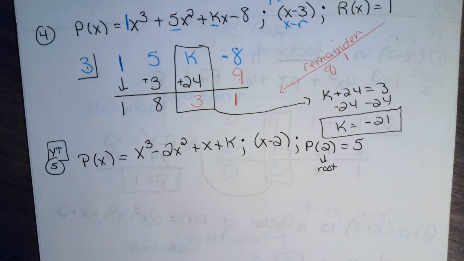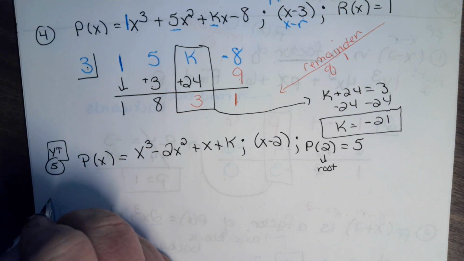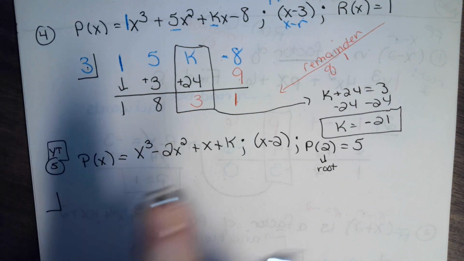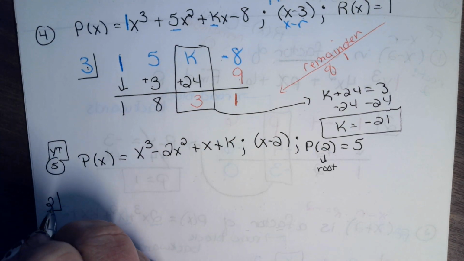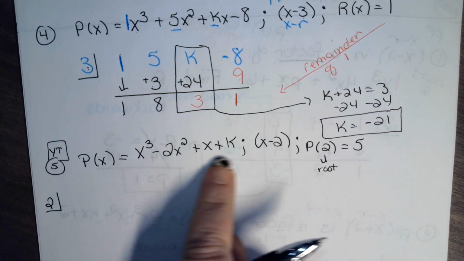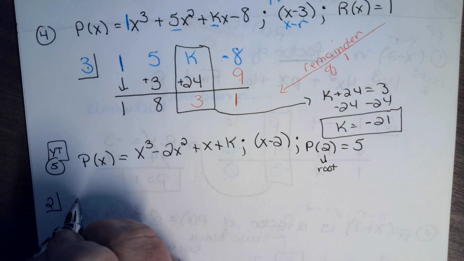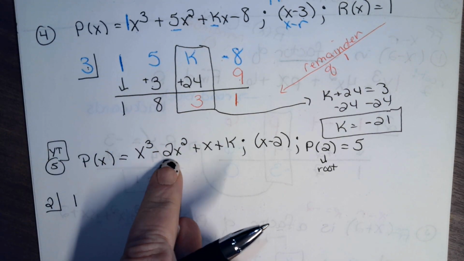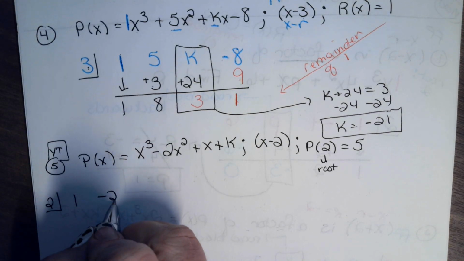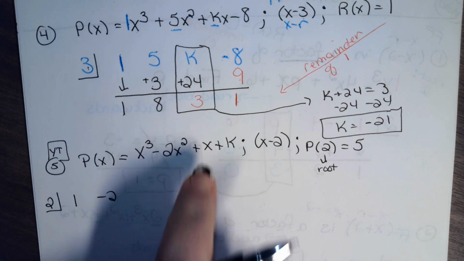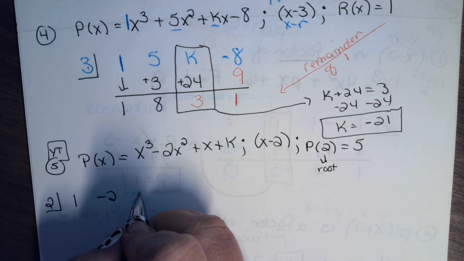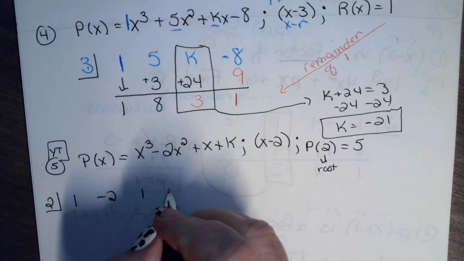Alright, so let's see how you did. Alright, so my root, we are told, is 2. Alright, my coefficients. We got an understood 1. We've got a negative 2. We've got an understood 1 again, because that's an understood 1 right there. And then we've got a k.